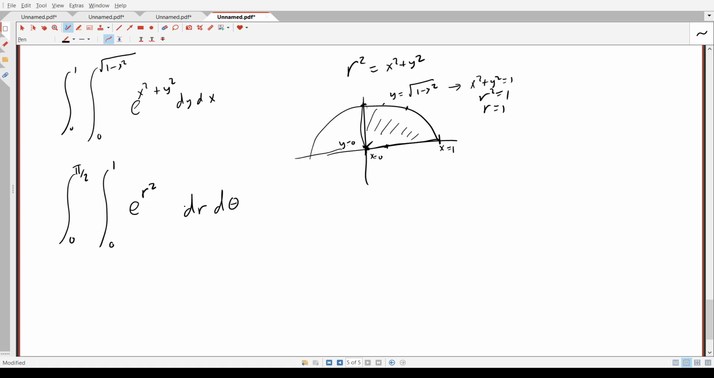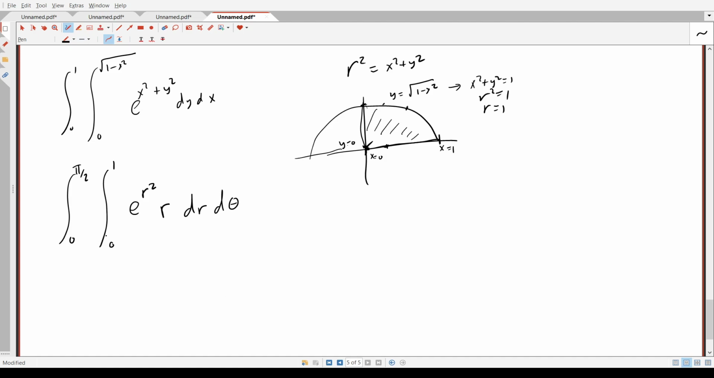Okay, so if it was just this, I don't know how to integrate e to the r squared, right? It's the same as integrating e to the x squared. But now I can actually do this because, remember, I need to include this r here. And this allows me to actually do a u sub that allows me to integrate this. And actually here, I have the same thing.